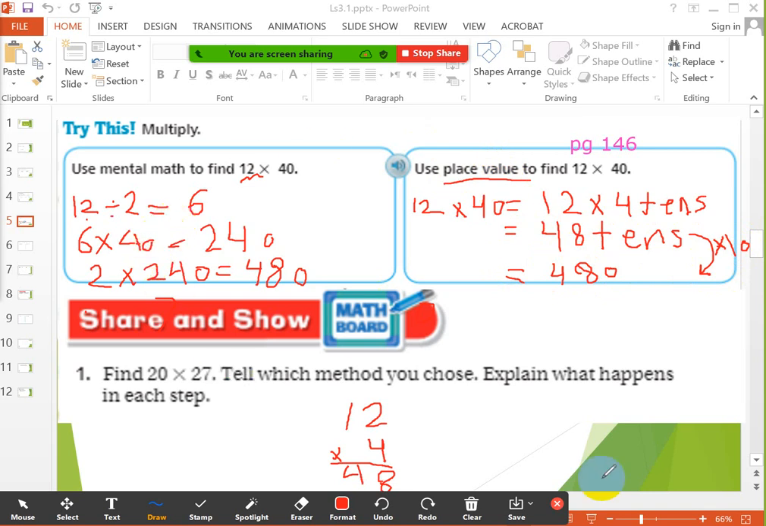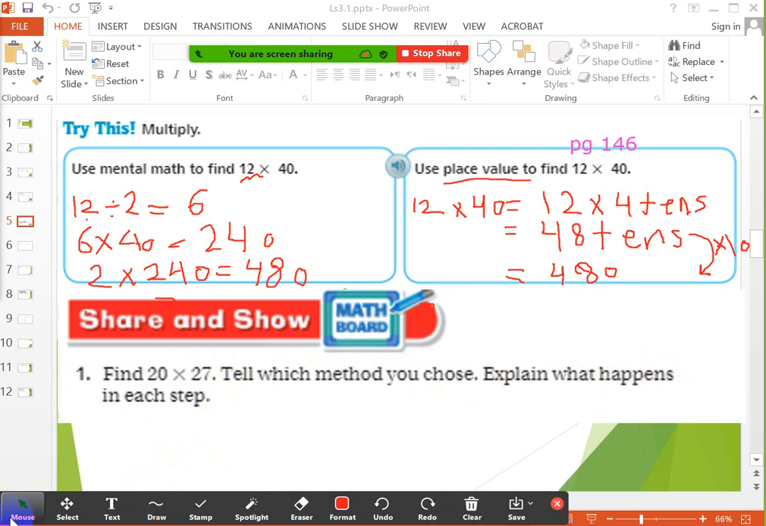Okay, girls? Now, let's find the answer for this exercise. Exercise number 1 on the same page. I want to multiply 20 with 27. And you have to use a strategy. Which method do you choose? Find the answer for 20 multiply 27. Tell which method you choose. Explain what happens in each step.